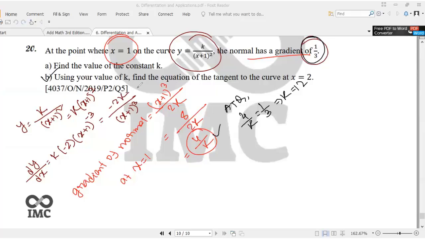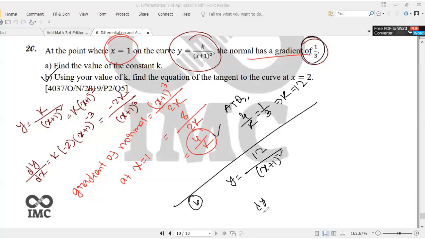Now B, using your value of k, that means right now y equal to 12 by (x plus 1) whole square, find the equation of the tangent to the curve at x equal to 2. So this is the solution of B. At x equal to 2, what will be the dy/dx? So we know that dy/dx is already given here. We have already found it out. Look, this one was minus 2 into k. Here k is 12, so minus 2 multiplied by 12 by (x plus 1) whole cube, or minus 24 by (x plus 1) whole cube.